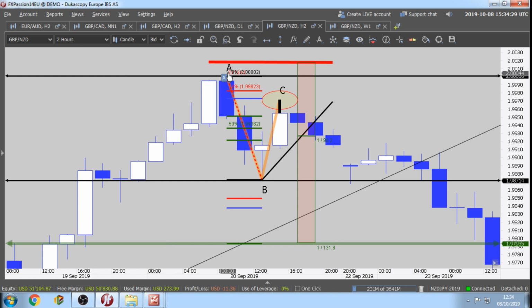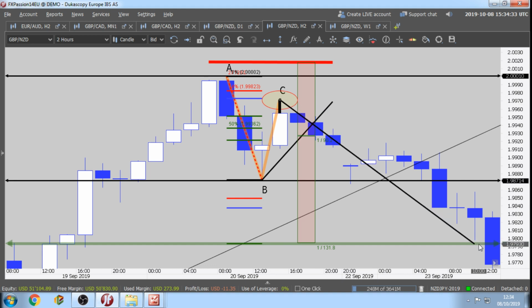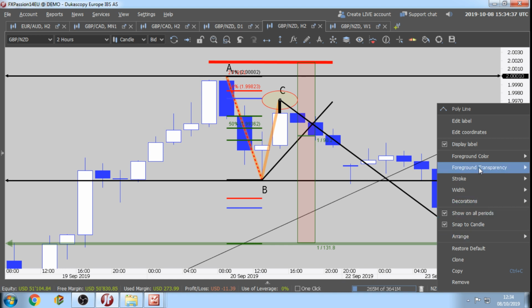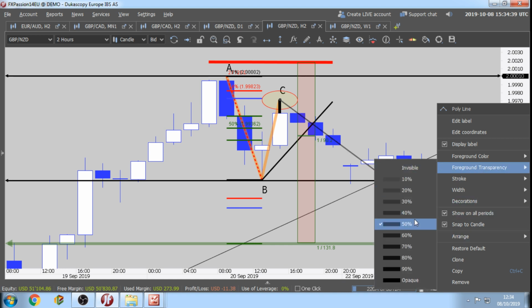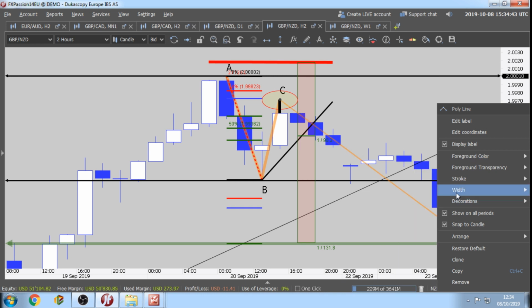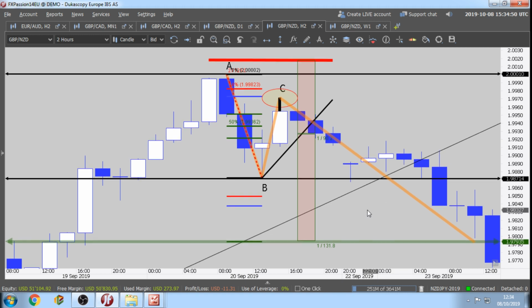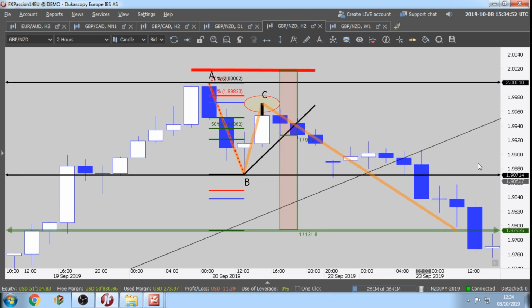Okay, so A to B, B to C, C to D. What is the D? The D must be a low. But it doesn't matter because, orange, there you go, the market hit our take profit level, right? So we are going to wait for the market to establish a low.